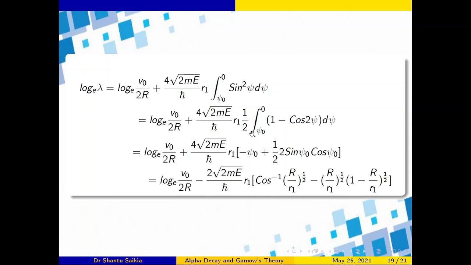So this is R1 half. We can write it as this. Sin square psi is 1 by 2 times 1 minus cos twice psi. So we have R1 here. Doing the integration from psi naught to 0, this is minus psi naught plus half, and integration of this is equal to this one. So we can write it as R1. We write psi naught in terms of R by R1, and sin psi naught and cos psi naught in terms of R and R1. We get this equation.